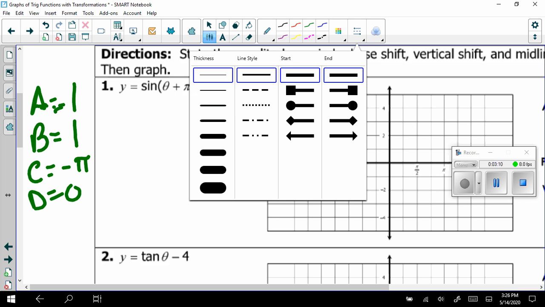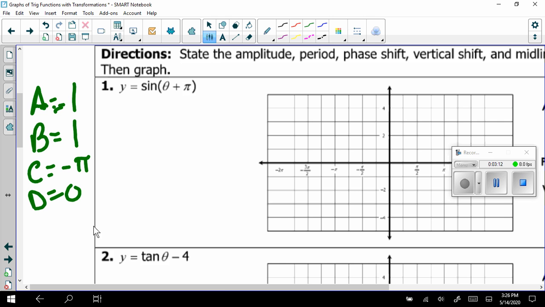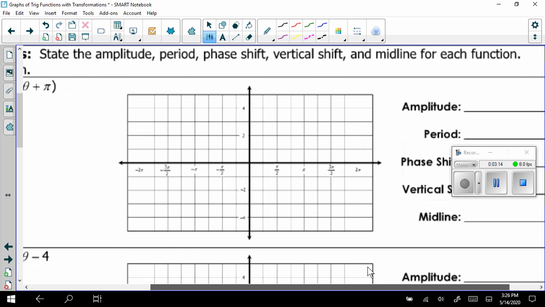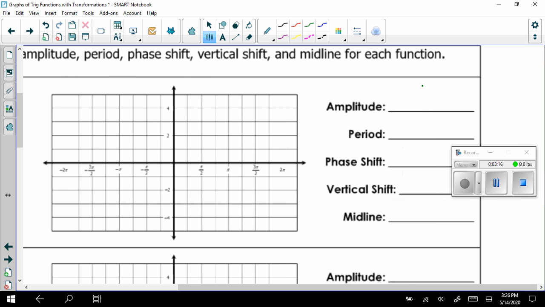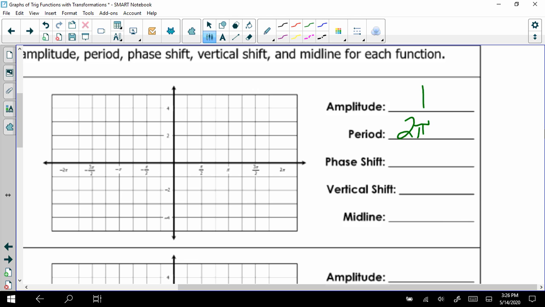All right, so I'm going to start with my key features. The amplitude is 1 because the A value is 1. The period of the parent function for sine is 2 pi, and since B is 1, which is the same as the parent function, that doesn't change. The phase shift is the C. So C is negative pi, so it's going to move to the left pi.